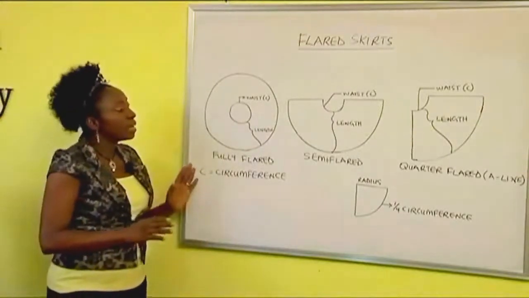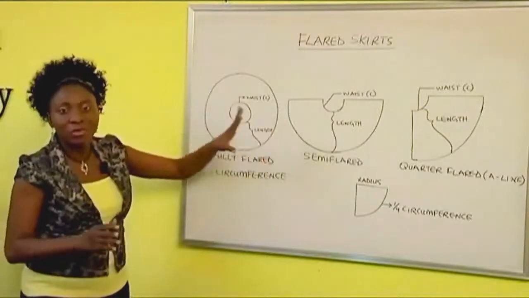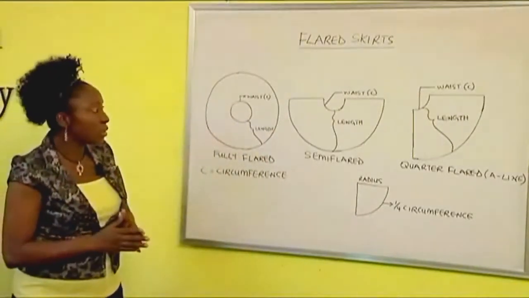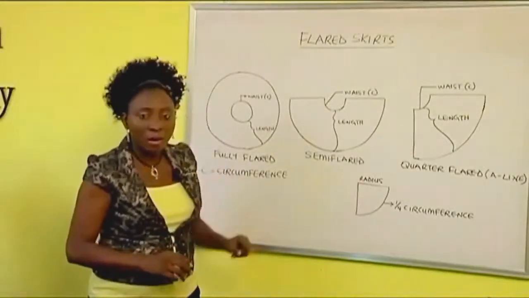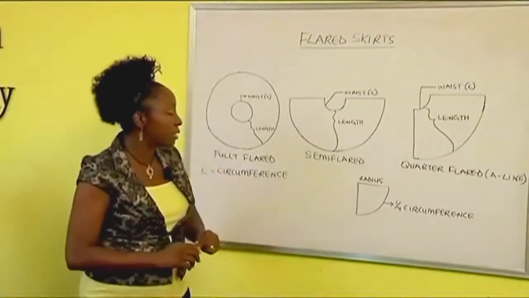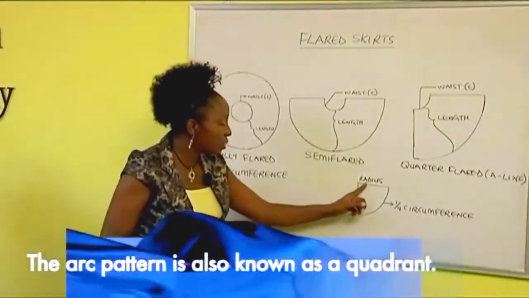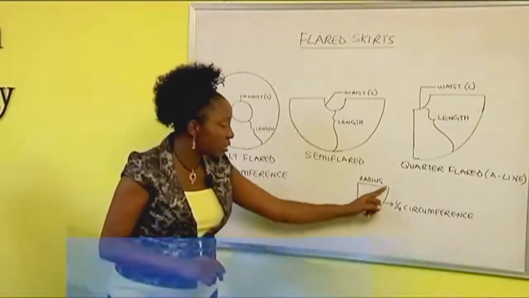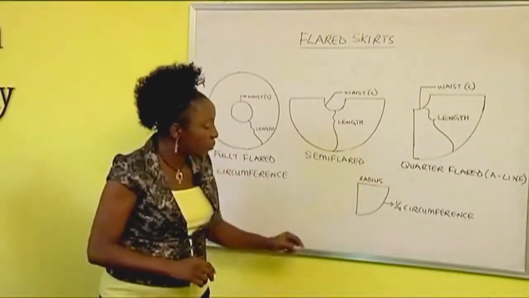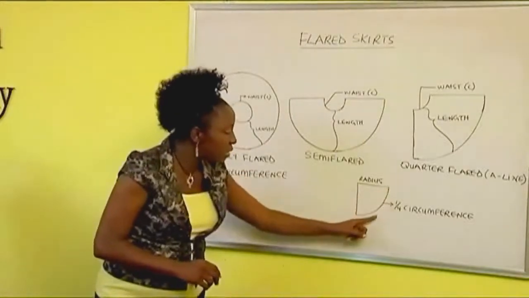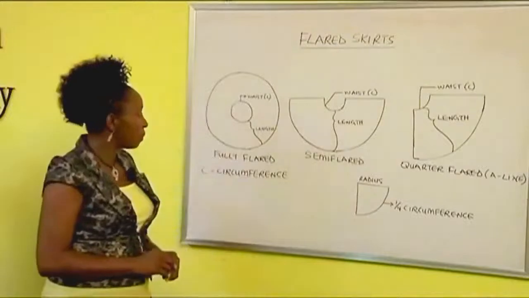Now to make our pattern, obviously we're not going to make this huge pattern of the massive skirt, but we're going to make the pattern called the arc pattern. It's just like a quarter circle. You can see the radius here, and this is the middle of the circle. This part represents a quarter of the circle, a quarter of the circumference.